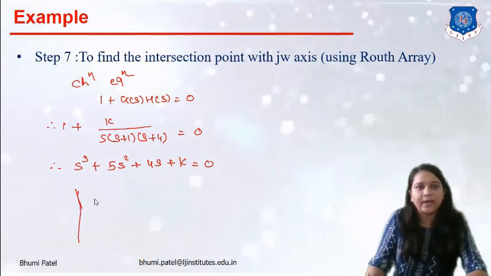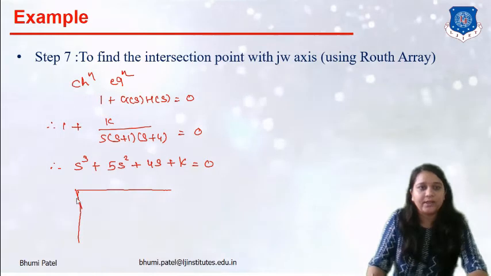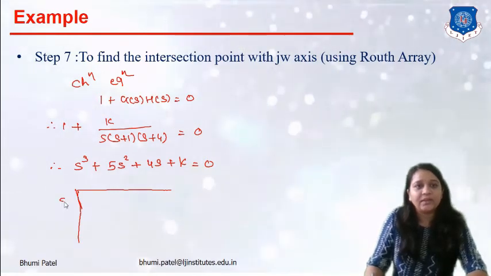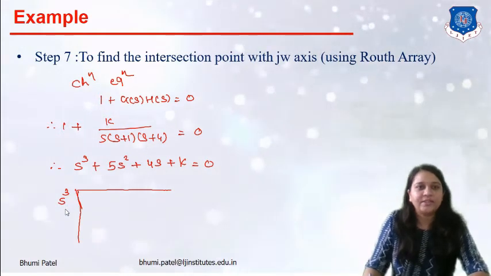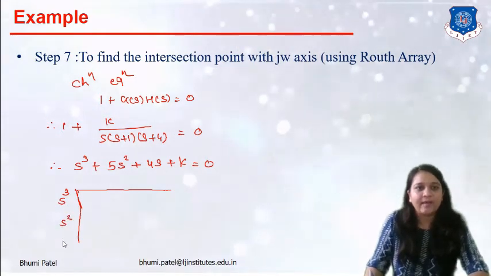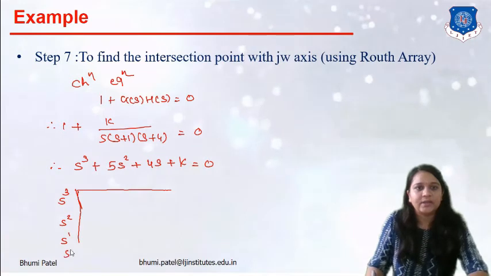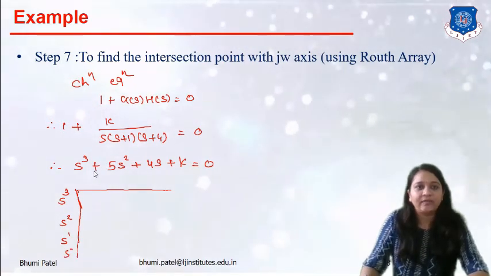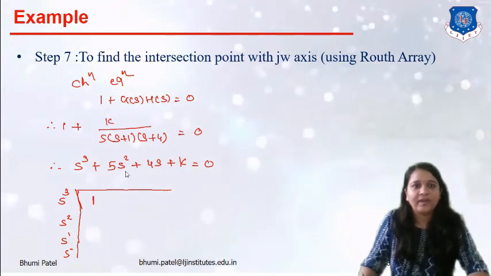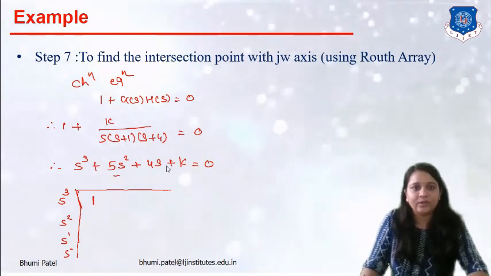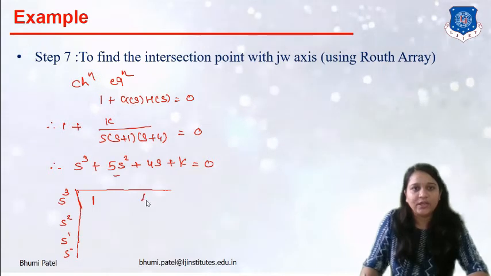So the rules of the Routh array is always start with the maximum power of s. Here the maximum power of s is cube, so s cube, s square, s raised to 1 and s raised to 0. For that we have to write down the coefficient of the s cube, and it is 1. We skip the term and write down the coefficient of s, so it is 4.